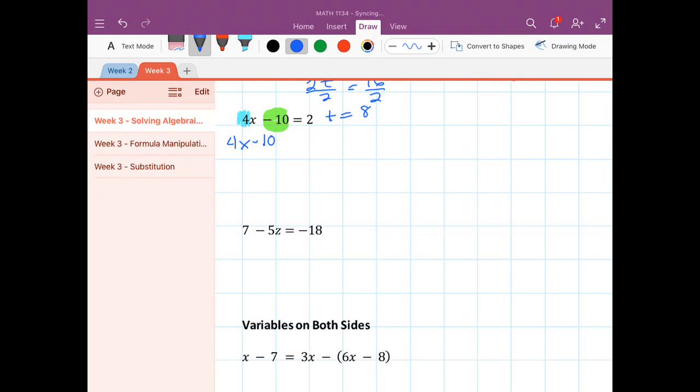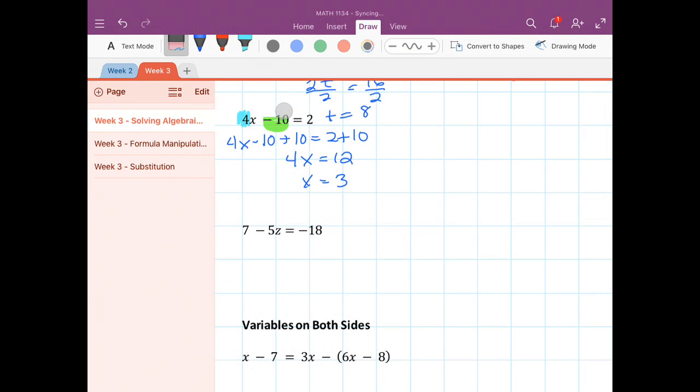So I'm going to add 10 to both sides because I want to get rid of minus 10. Okay, that gives me 4x equals 12. And now 4 times what is 12? Or 12 divided by 4 is what? And we know that is 3.